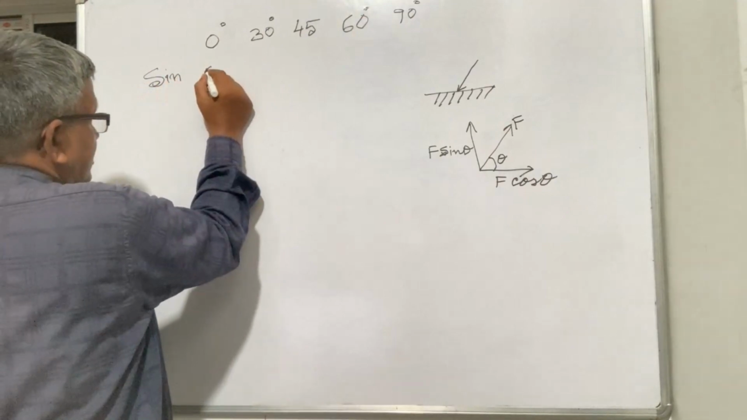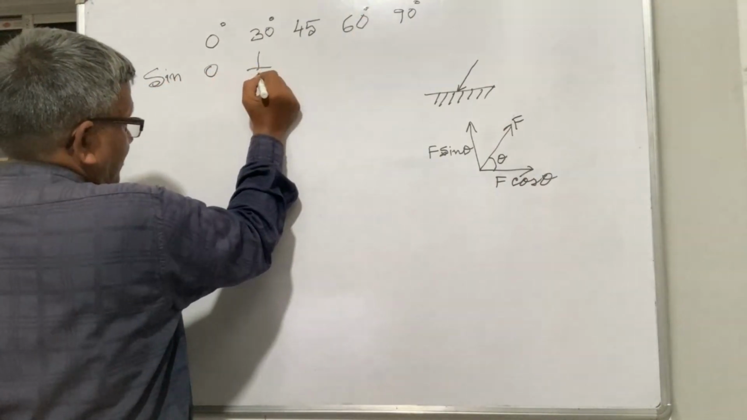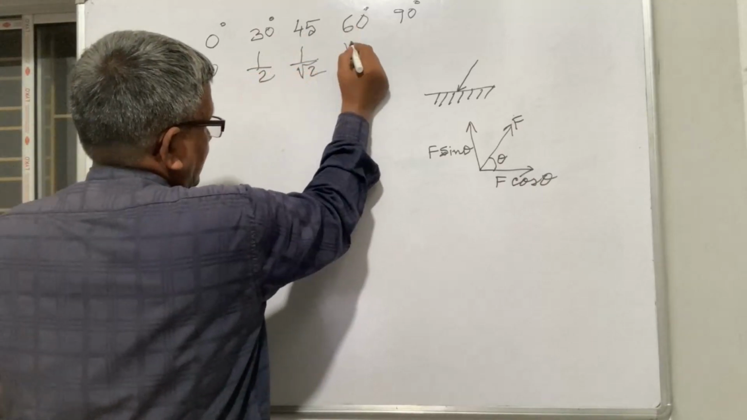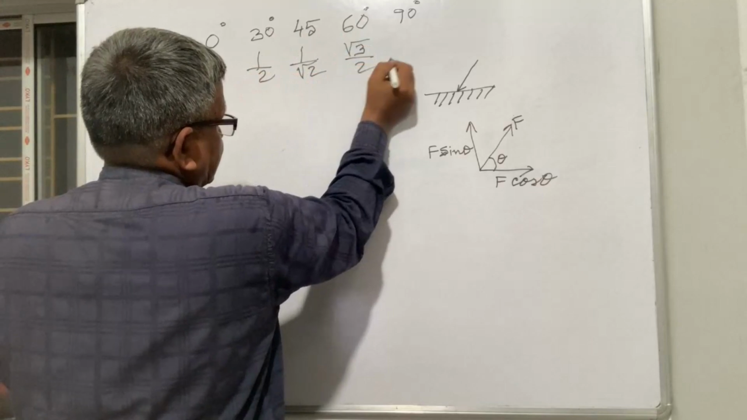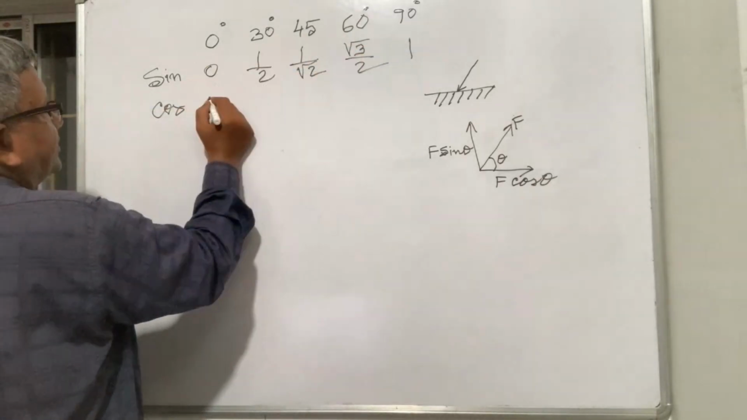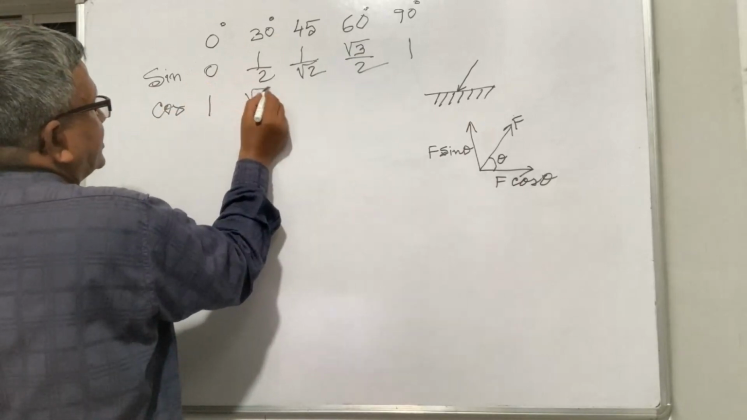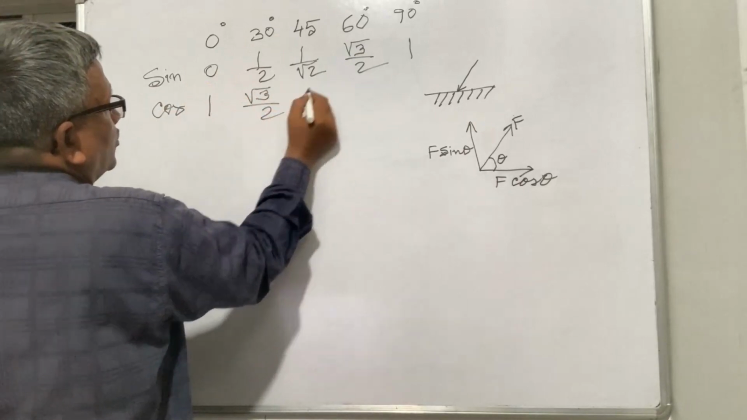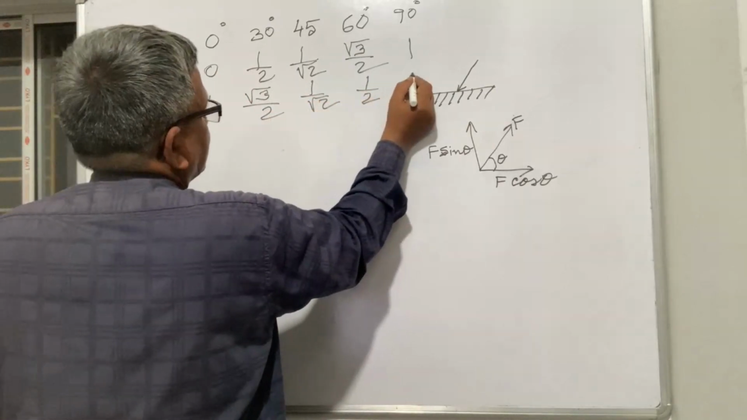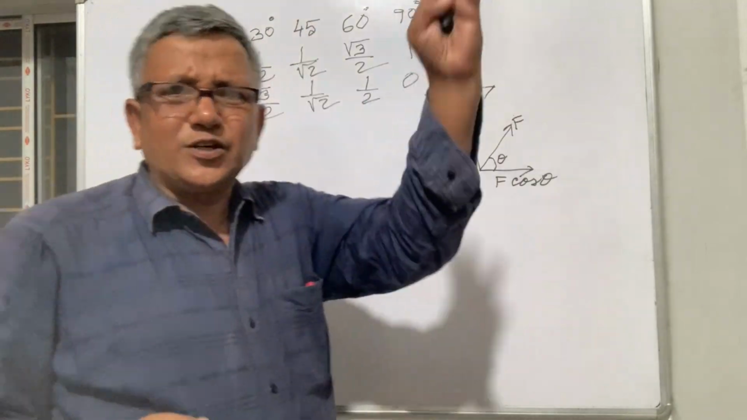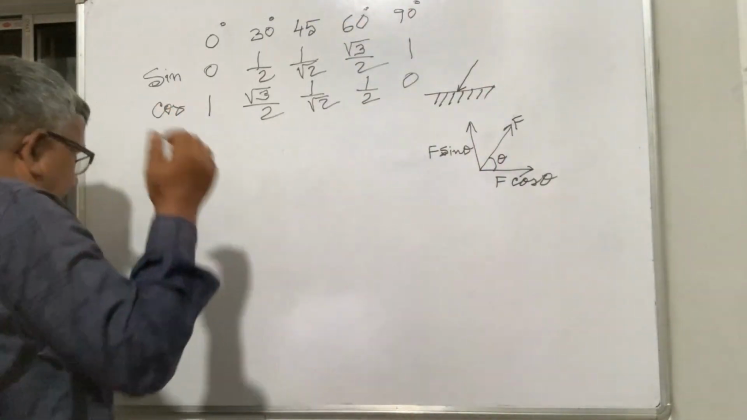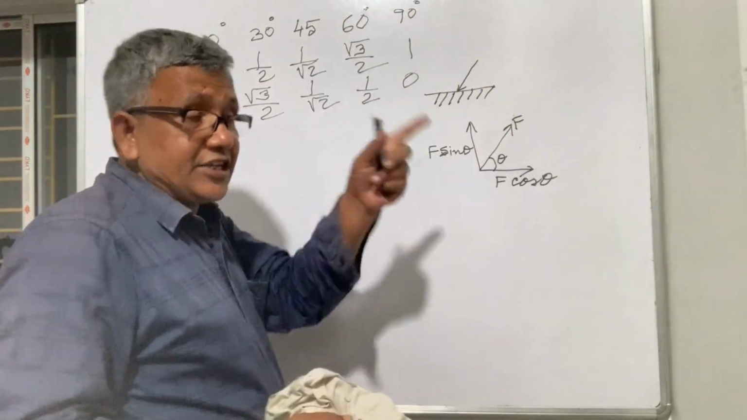Sin 0 degree is 0. Sin 30 is 1 by 2. Sin 45 is 1 by root 2. Sin 60 is root 3 by 2. Sin 90 is 1. Cos is the reverse: 1, root 3 by 2, 1 by root 2, 1 by 2, 0. Please, from trigonometry, remember this, learn this. I am coming to another sum, an application of this.